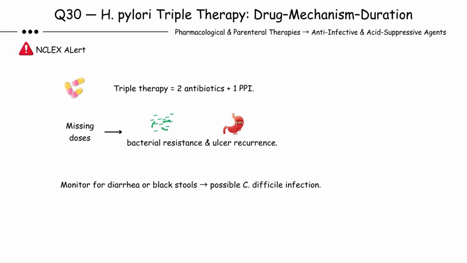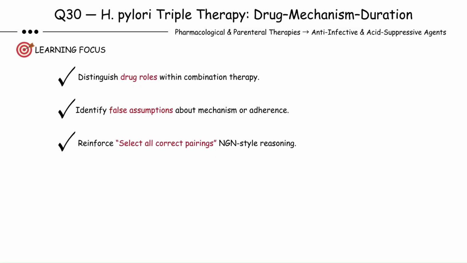NCLEX alert. Triple therapy equals 2 antibiotics plus 1 PPI. It must be taken consistently even if symptoms improve early. Watch for red flags like persistent diarrhea or black stools, which can signal C. difficile infection. Key takeaway. H. pylori management requires mechanism-based precision. The antibiotics kill the organism, the PPI reduces acid so the stomach can heal, and the regimen must be followed for the full duration. Let's move on.